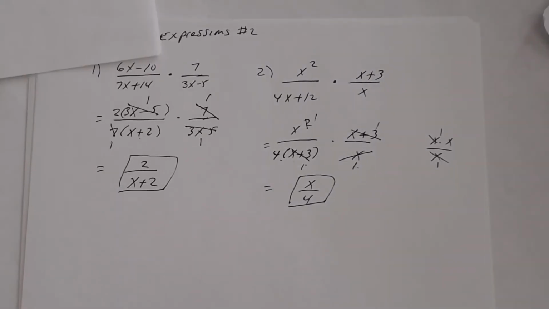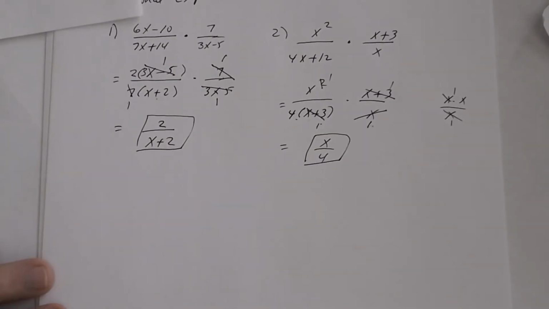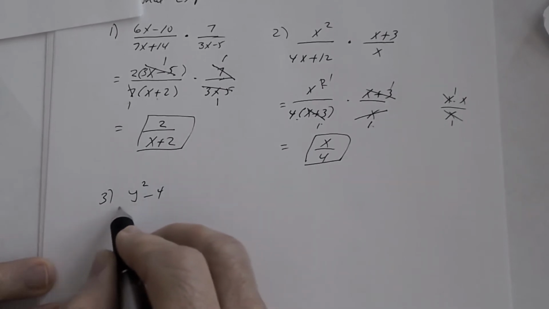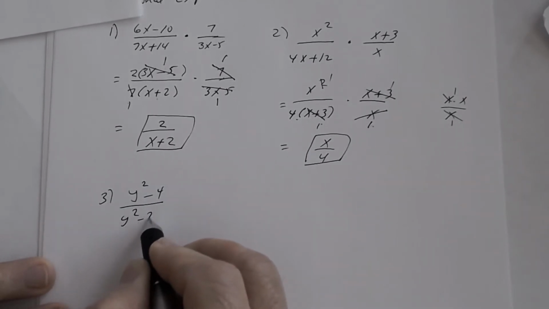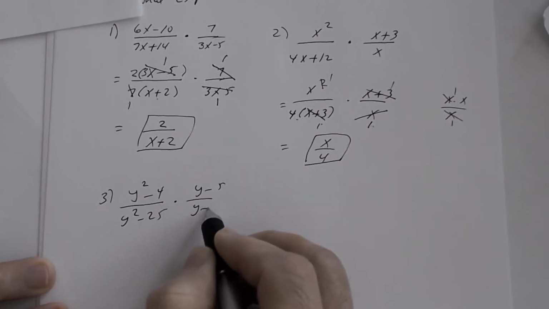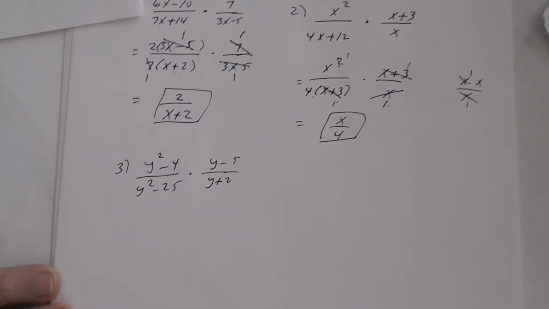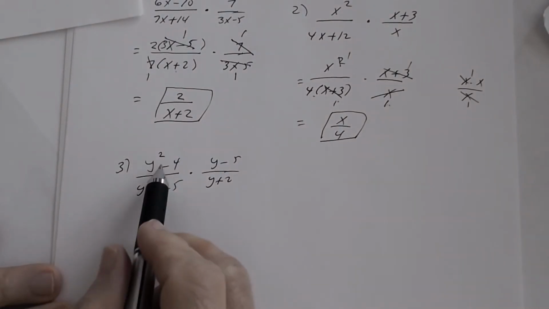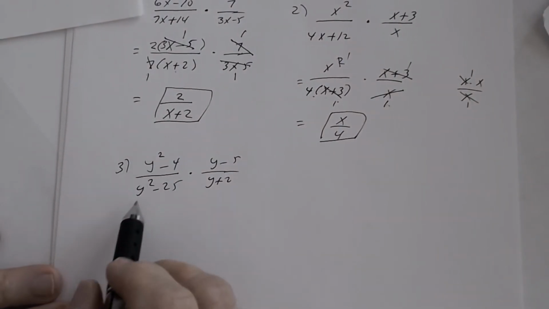Okay, number 3, we have y squared minus 4 divided by y squared minus 25 times y minus 5 divided by y plus 2. Again, I'm multiplying these two rational expressions. I need to factor first so I can reduce any common factors. So these both here are the difference of two squares.